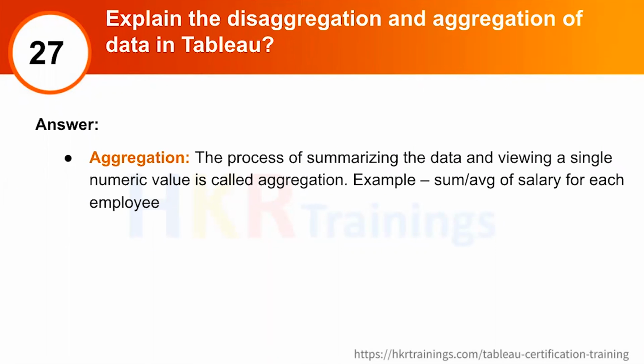Explain aggregation and disaggregation of the data in Tableau. The process of summarizing the data and viewing a single numeric value is called aggregation. For example, sum or average of salary. Tableau always aggregates the data at the sum level. It's a default functionality, but in case you want to do average, you have a facility to do that.